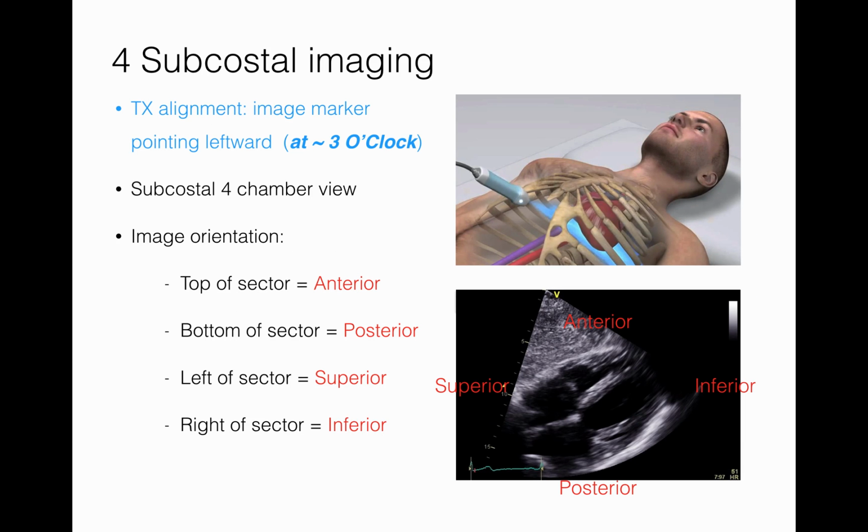With the transducer below the xiphoid process and just to the right of midline, and with the probe's image marker at about 3 o'clock, a subcostal 4-chamber view can be acquired. In this view, anterior structures are displayed at the top and posterior structures at the bottom. Superior structures are shown on the left and inferior structures are shown on the right of the sector.